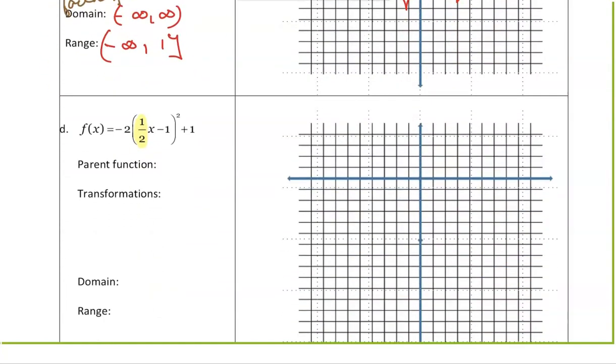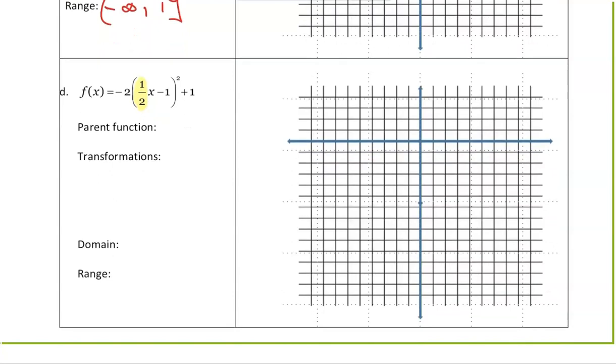Let me show you a table, because you may want to have this as an option in your back pocket. So here's my original function. Here I have it: -2, 1, 2, 3, 4. Good, there it is.